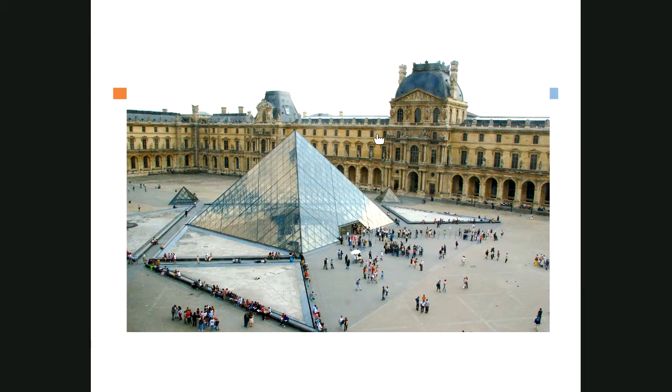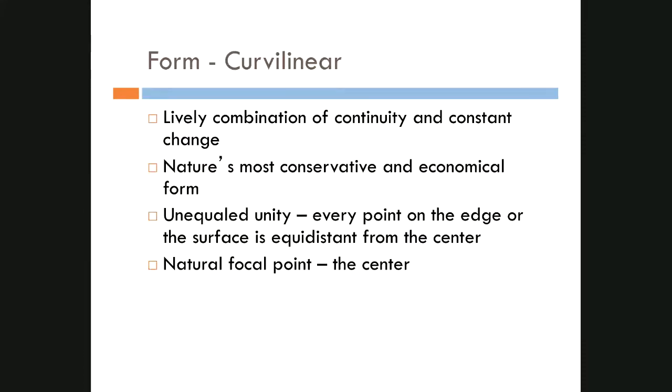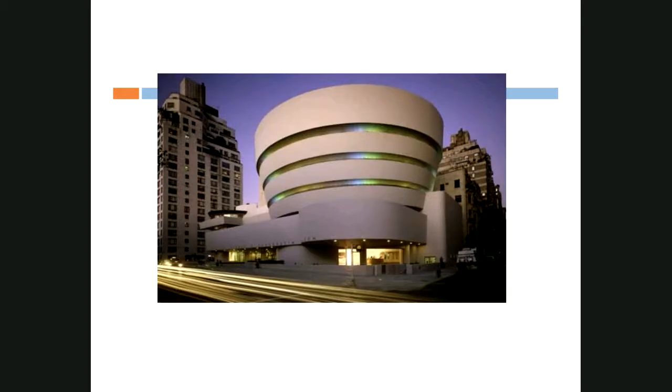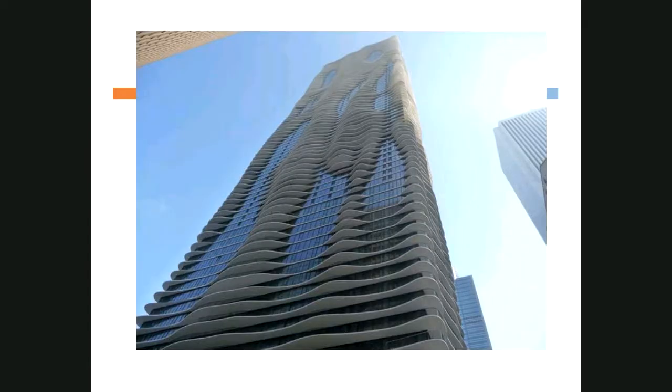It's a huge, huge art museum. Very controversial. I have my love-hate relationship with this building. And the other kind of form is curvilinear. And back to the Guggenheim that we talked about earlier, classic curvilinear one. And here's another curvilinear building.